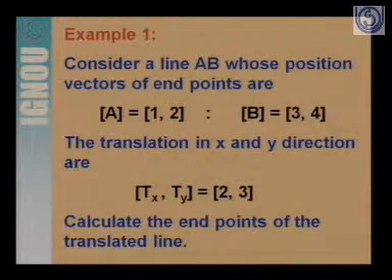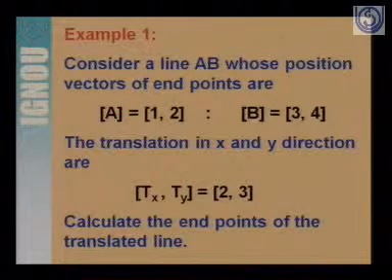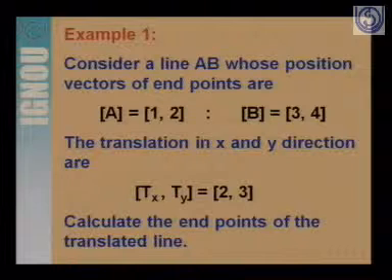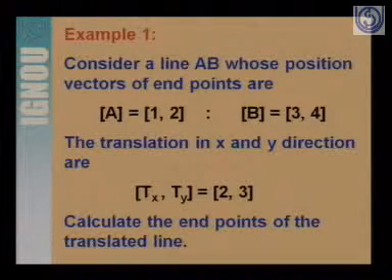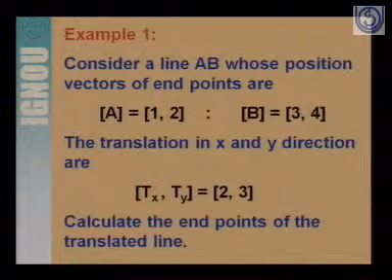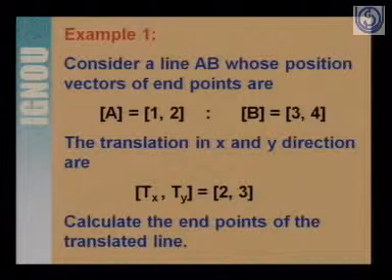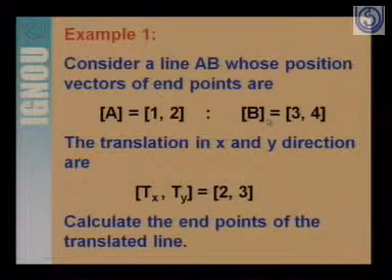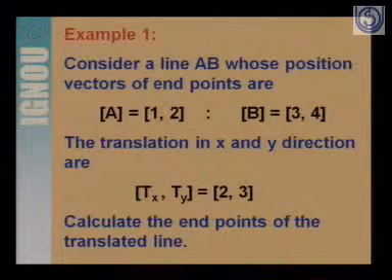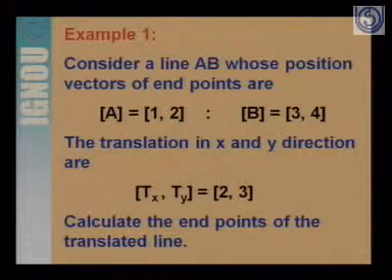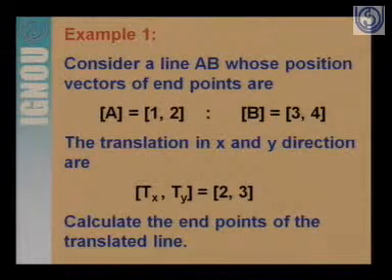Now let us take a very simple example and see how we can apply the knowledge we have gained so far for 2D translation. Consider a line AB whose endpoints have position vectors A, that is 1, 2, and B, that is 3, 4. That means the coordinate of A is 1, 2 and the coordinate of B is 3, 4. The translations in x and y directions, that is tx, ty, are 2, 3. So we have to calculate the endpoints of the translated line.